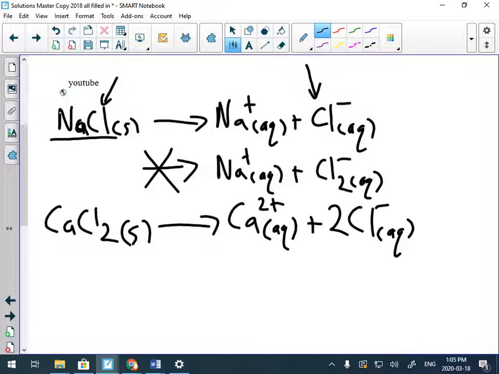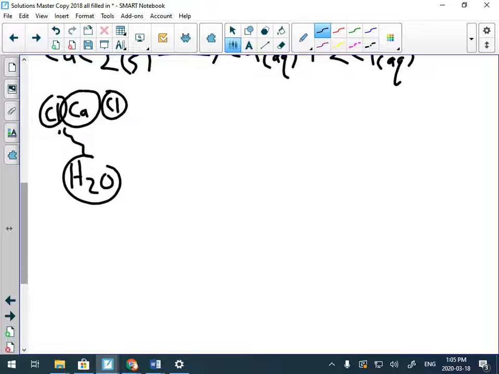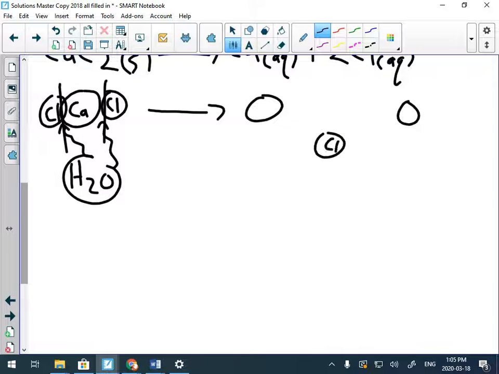Because this molecule here is made by having 1 calcium per 2 chlorides, and when water comes along, whoa, here comes water. Pow! It breaks it apart into a calcium blob and 2 chloride blobs. Okay, so that's that one.